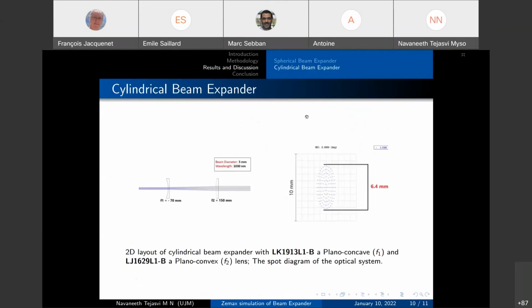In the last part of the experiment, I also tested two different Thorlabs catalog cylindrical lenses, and I simulated the spot diagram, for which I got around 6.4 mm of height and a width of around 2.2 mm.